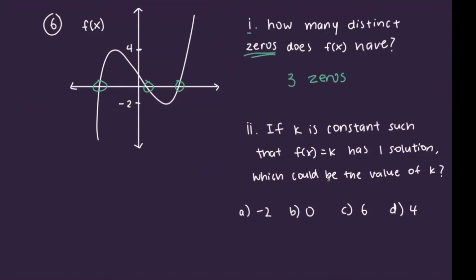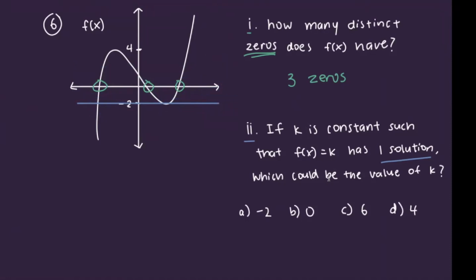Okay, so part 2, if k is a constant such that f of x equals k has one solution, what could be the value of k? In this case, k is our y value. So let's draw a line and test out our choices. Can -2 give us one solution? Let's see. -2 is here, and as you can see, it touches the graph at 2 places, one over here and one over here. That is 2 solutions. We don't want that.